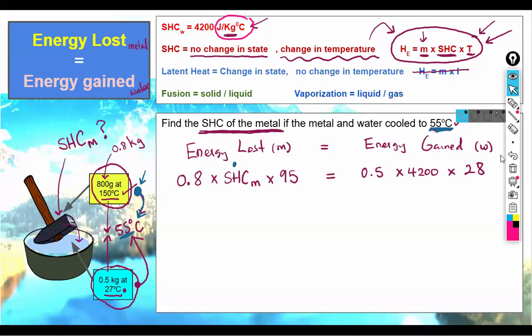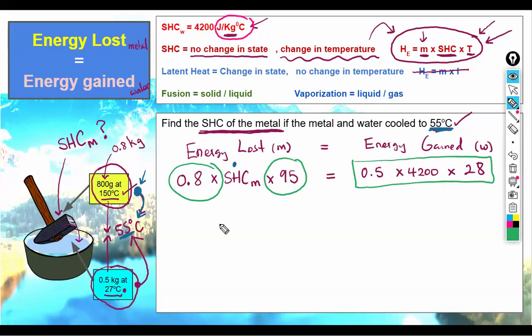All right, guys. So you have the 0.8 and the 95. You can multiply those two things first, and then you can multiply out this side. So you can simplify it using your algebra skills. 0.8 by 95 is 76. And then you multiply these three things here. 0.5 by 4,200 by 28, that's what?